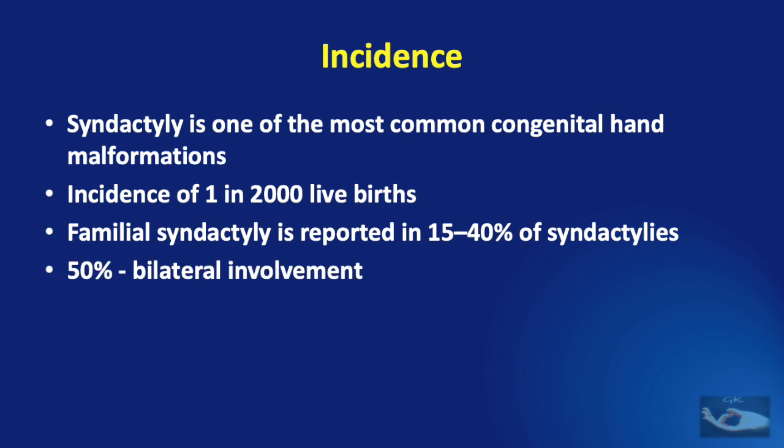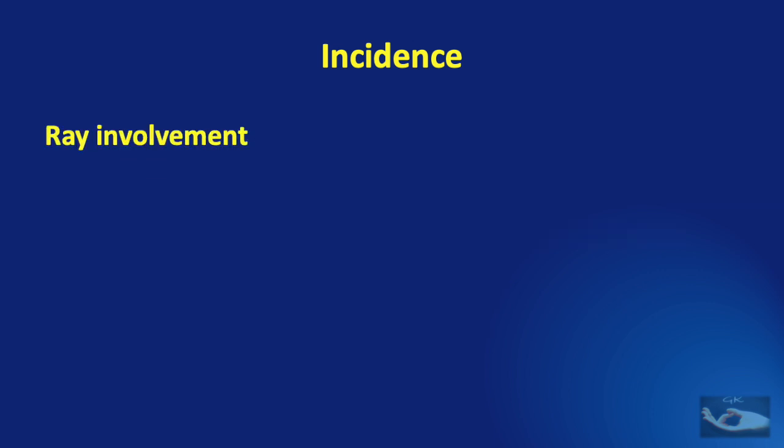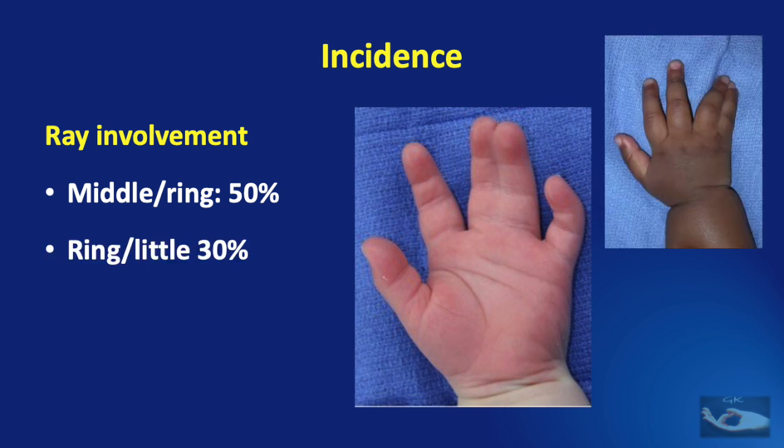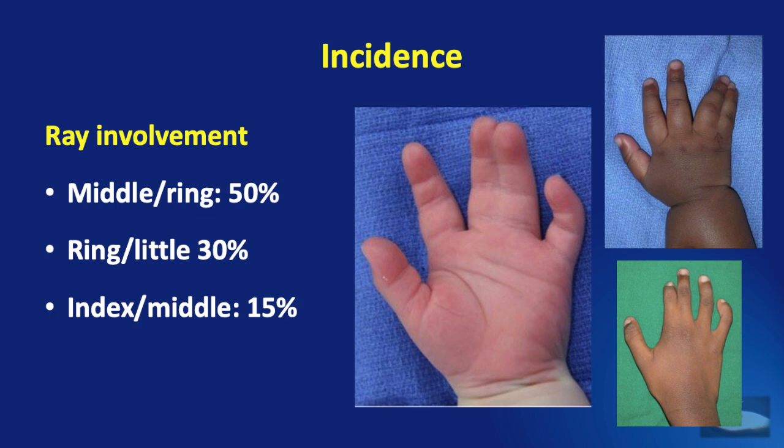50% of the patients have bilateral involvement, and males are more commonly affected with syndactyly than females. According to the incidence of the fingers that are involved in syndactyly, it has been seen that the middle and ring fingers are involved most commonly, in almost 50% of the cases. The ring and little fingers are involved in 30% of the cases, and index and middle finger are involved in 15%. Syndactyly between the thumb and index is around 5%.